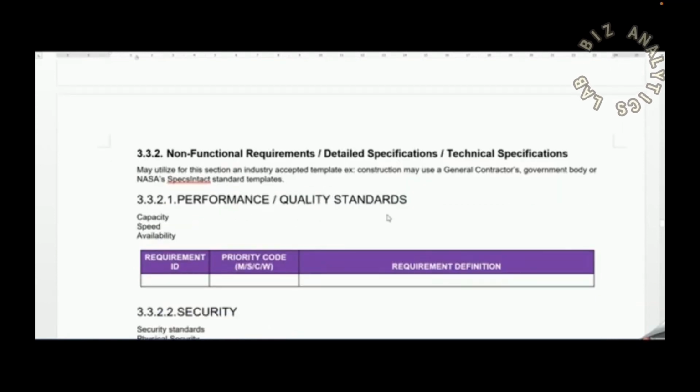So for one of my projects that I've implemented in the past, they would ask questions like, how long would it take to run payroll for 100,000 employees? What is your speed and capacity? And I would also hear questions like, is your server going to crash if we have thousands and thousands of people who are trying to log in at the same time? So these are some of the performance and quality standards that are sort of related to non-functional requirements.